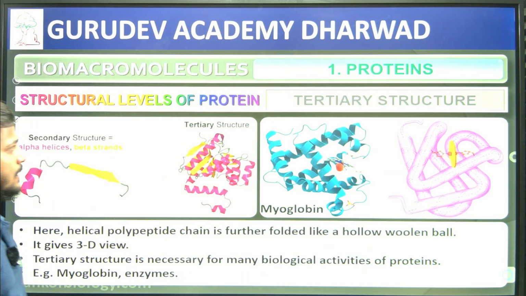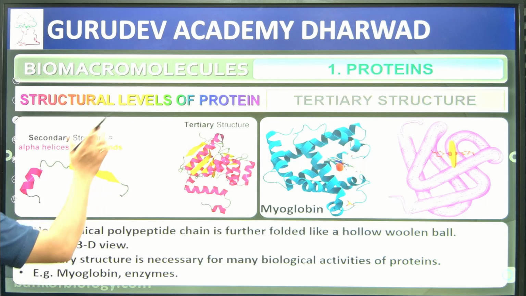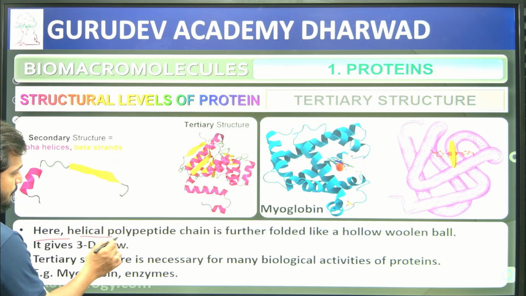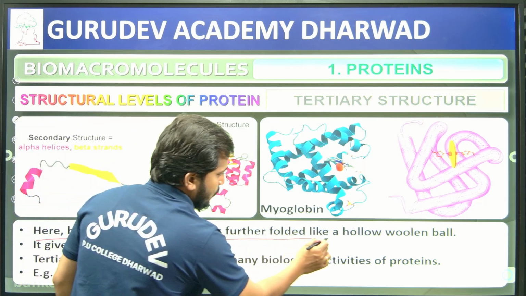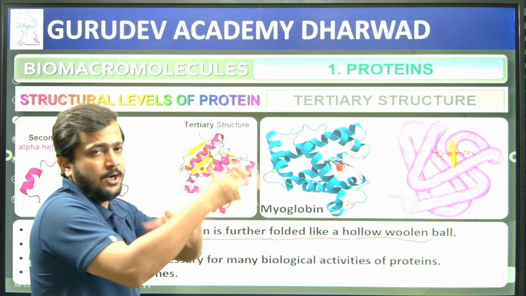Then there is the tertiary structure of proteins. Here the helical polypeptide chain is further folded like a hollow woolen ball, so it forms a woolen ball.